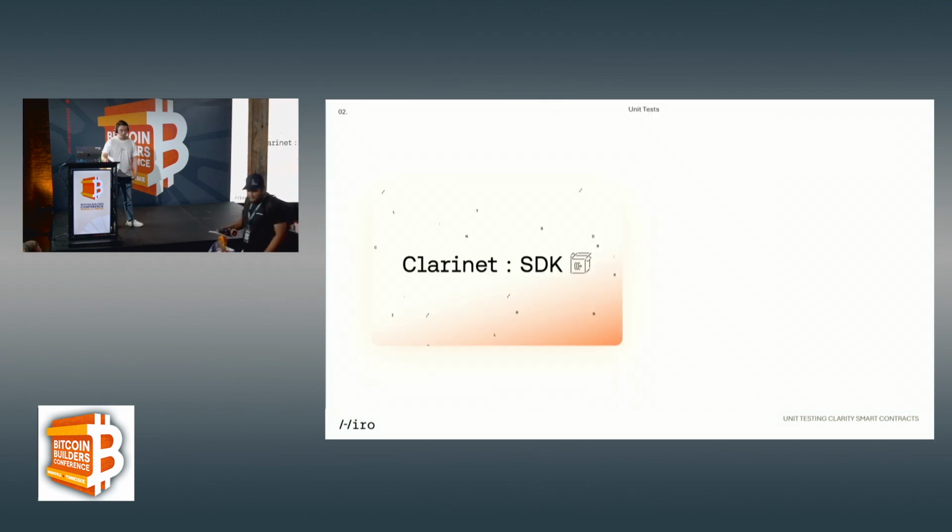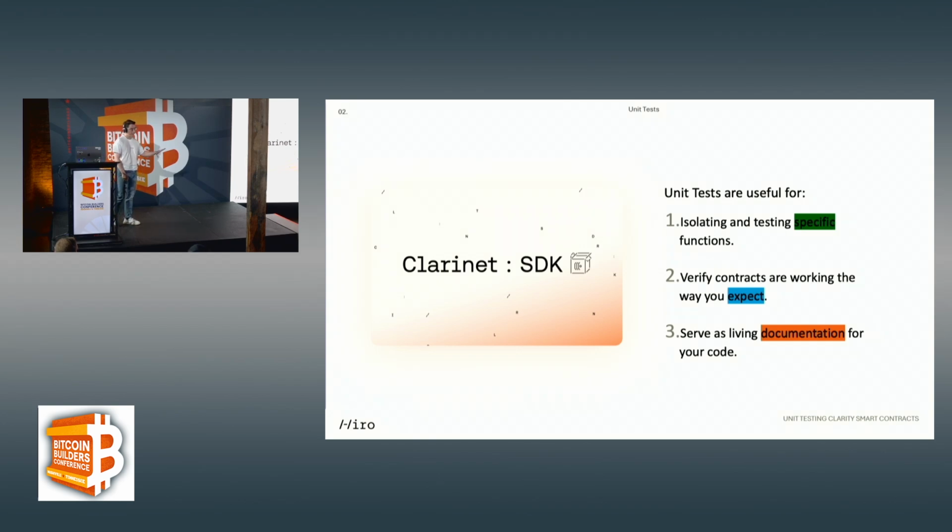So today, the tool that is going to be powering our unit testing is the Clarinet SDK, which is built and maintained by the Hiro team. For those who don't know, the Hiro team is the open source developer tooling team for the Stacks ecosystem and blockchain. And if some of you are unfamiliar with unit testing, essentially it's a great way to isolate and test your specific functions, verify contracts are working the way you expect, and also it can serve as living documentation for your code.